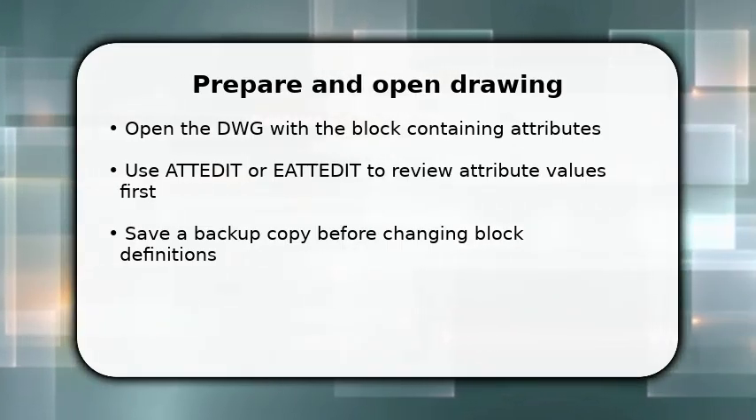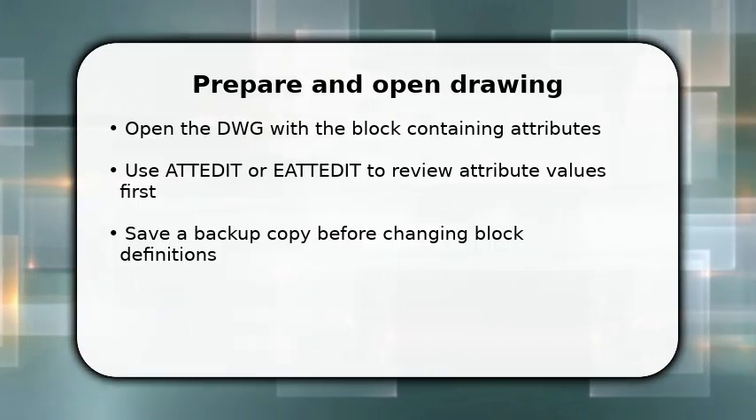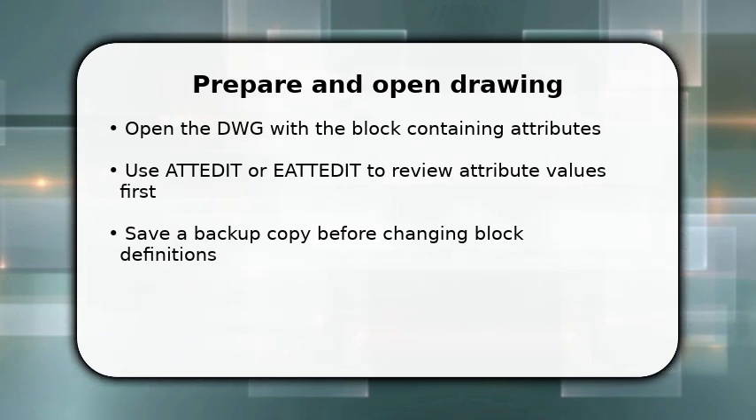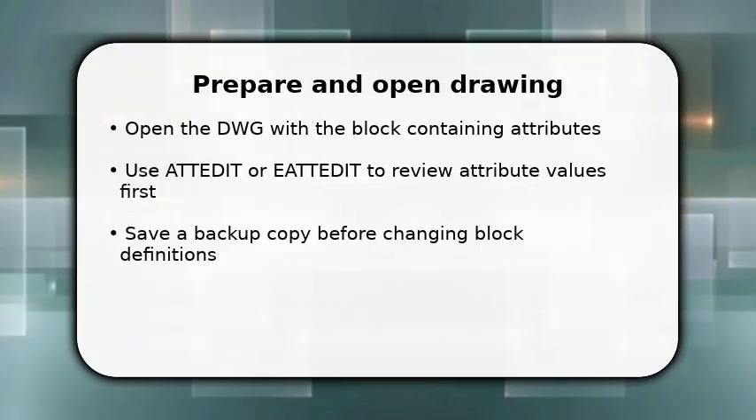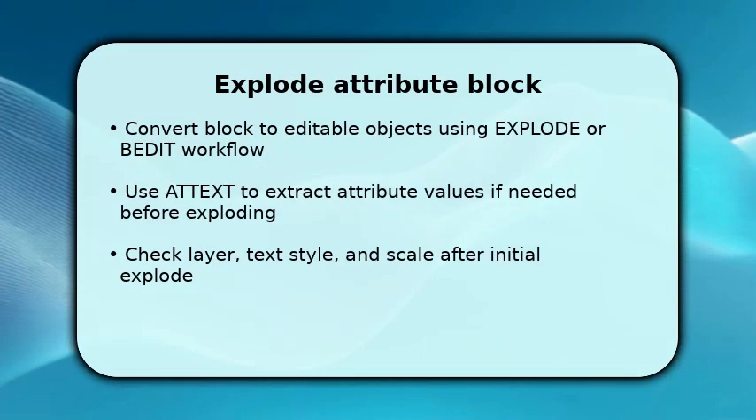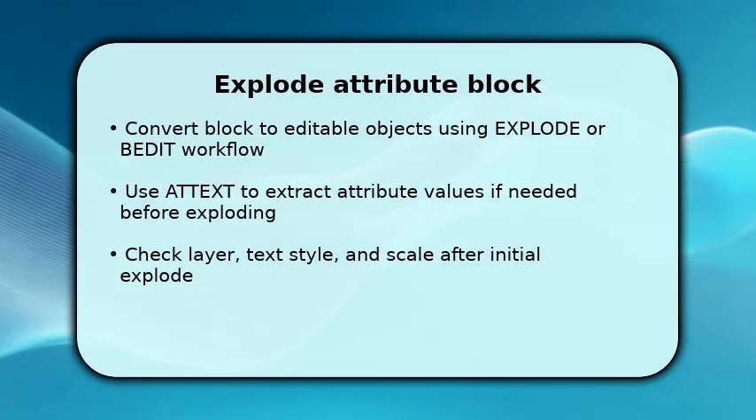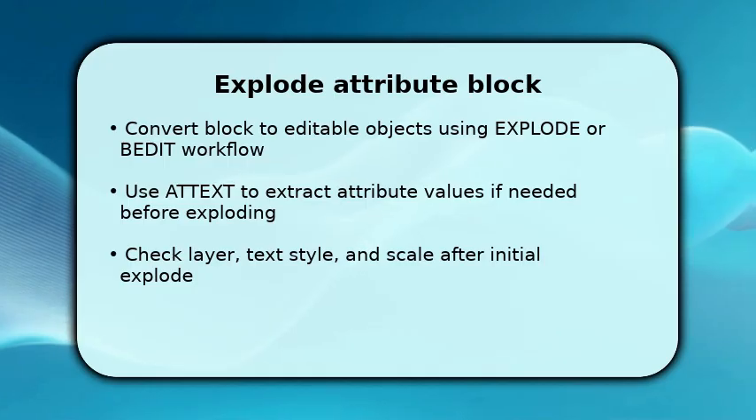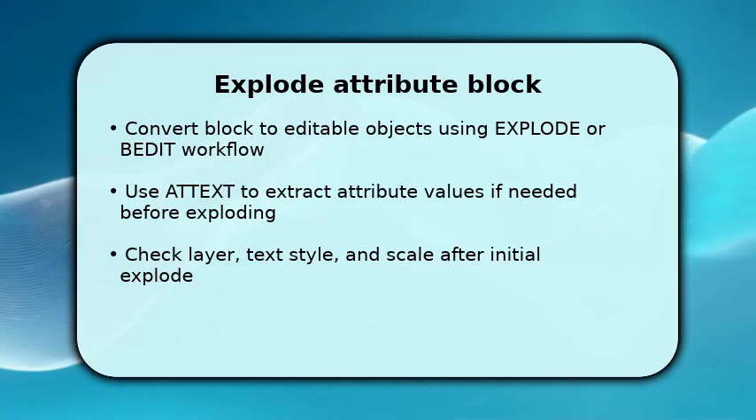Do not explode yet, because confirming layer, scale, and annotation settings first prevents disruptive formatting changes when you break the block apart. Now you perform the explode in a controlled way. If you need attribute text preserved, run a text to extract attribute values to a table or file first. This preserves metadata. Then select the block reference and use explode. Alternatively, open block editor BEDIT and save a modified definition without attribute objects.